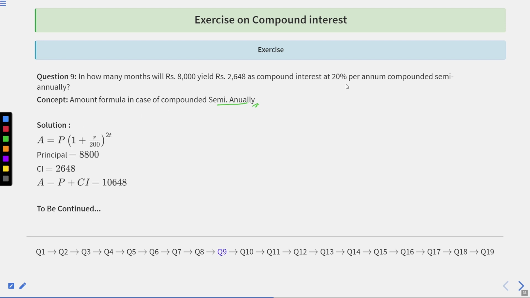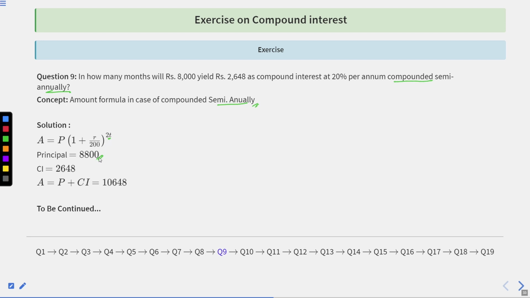When the interest is compounded semi-annually, we double the time. So it will be A equal to P times 1 plus R upon 2. The rate will become R upon 2 and the time will become twice. So the new formula will be A equal to P times 1 plus R upon 200 to the power 2t.